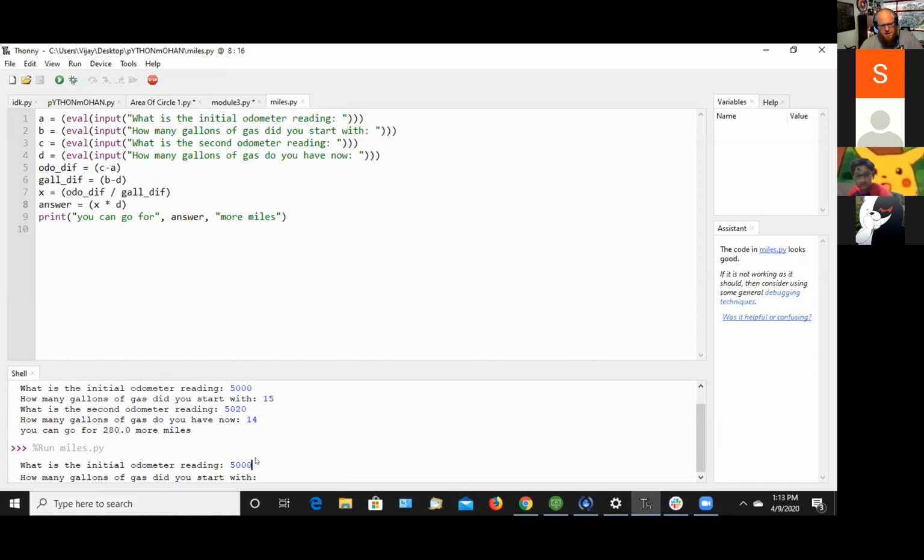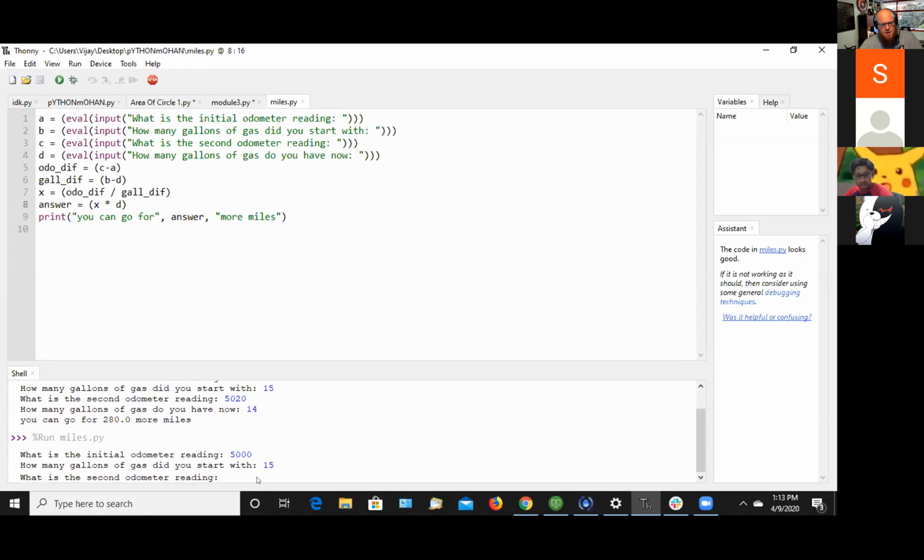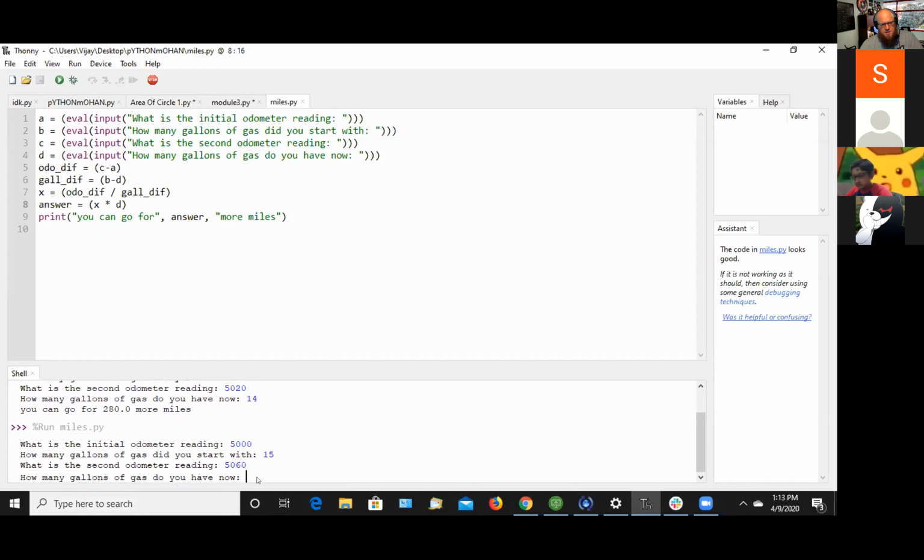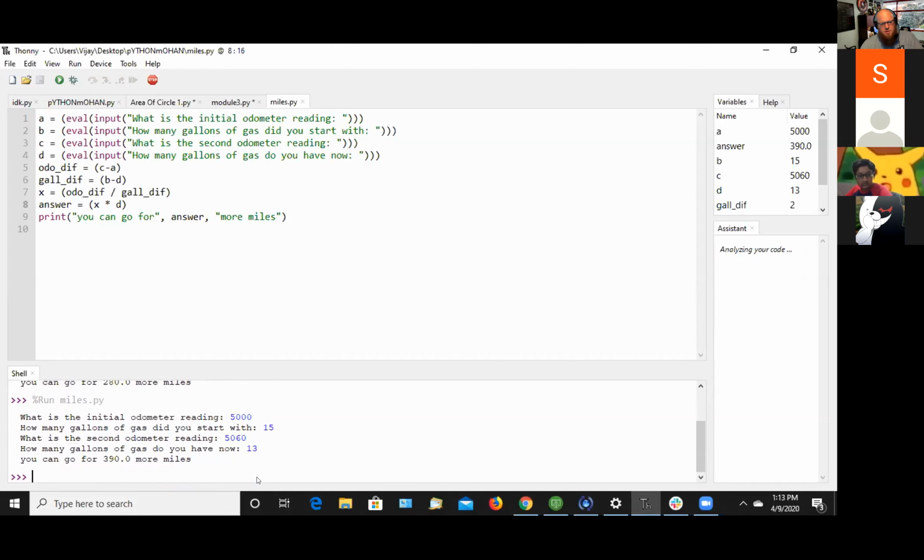No, like on the next thing. How many gallons of gas? Put 15. And here put 5060. So you drove 60 miles. And let's just say that you used two, so you have 13 gallons left. So that should have been 30 times 13. Yep. So you get 390. So calculations look good. So now just test it out with other numbers for kicks. But yeah, that looks great.